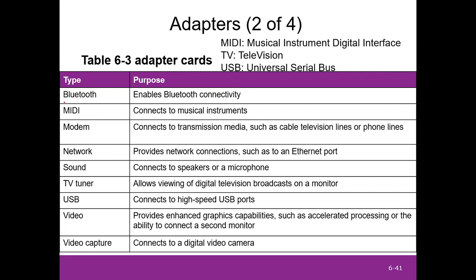Okay, so we can have different types of adapter cards. We can have a Bluetooth adapter card to connect to Bluetooth devices. We can have a modem. We can have a network interface card to connect to a local area network. We can have sound cards, TV tuner cards. We can have USB adapter cards, and those USB adapter cards may enable us to connect to high-speed USB devices. Similarly, we can connect video capture devices, digital video camera or something like that, or graphics cards. For example, if we want to have 3D graphics capabilities, we can do that. We can connect virtual musical instruments. Like we can have a MIDI, musical instrument digital interface card inserted into our system, and that will allow us to connect to musical instruments or create virtual musical instruments. Okay.